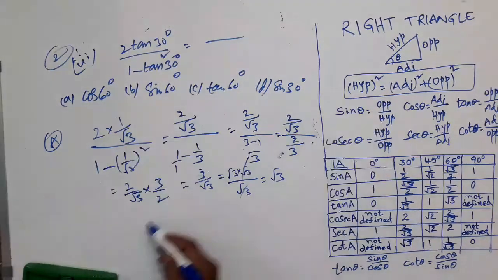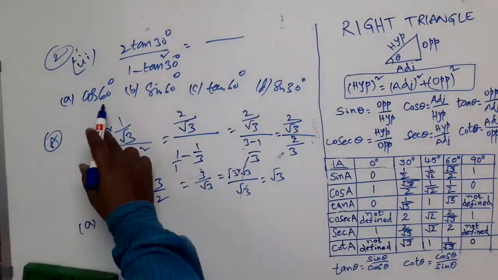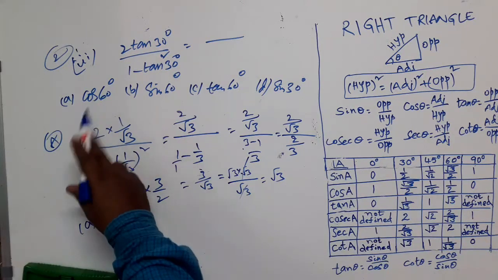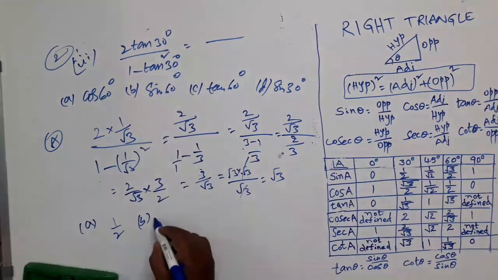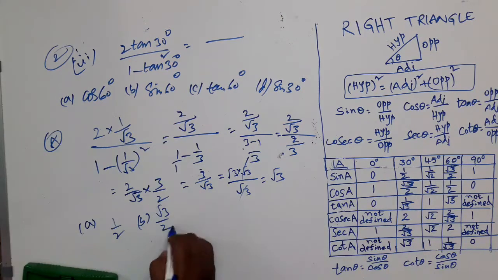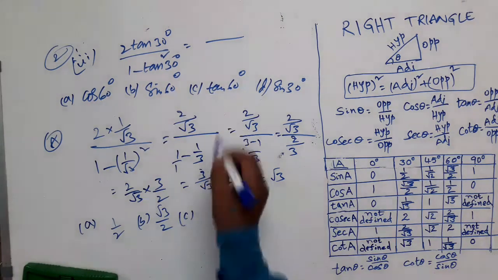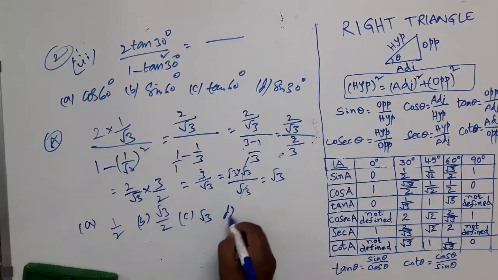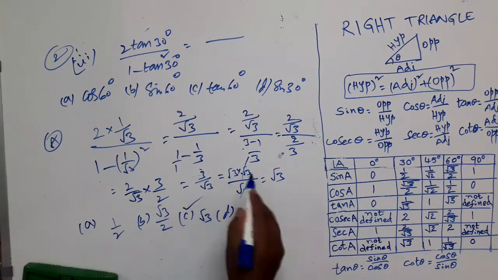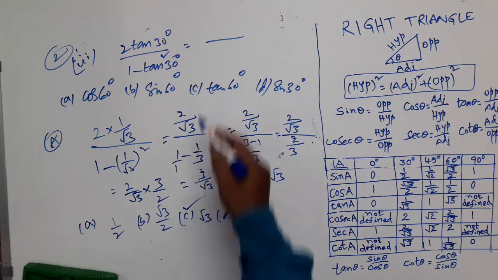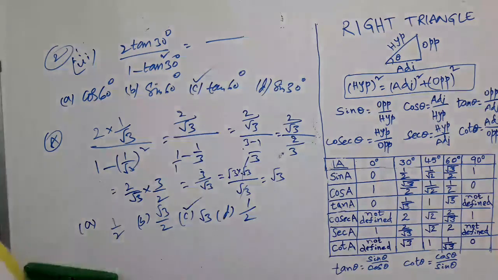Let us verify. Yes, option A is cos 60 degrees. Cos 60 degrees is nothing but sin 30 degrees. That is 1 by 2. Option B is sin 60 degrees. Sin 60 degrees is root 3 by 2. Option C is tan 60 degrees, which is root 3. Option D is sin 30 degrees, which is 1 by 2. So, which option is correct? Option C is correct. So your answer is option C.